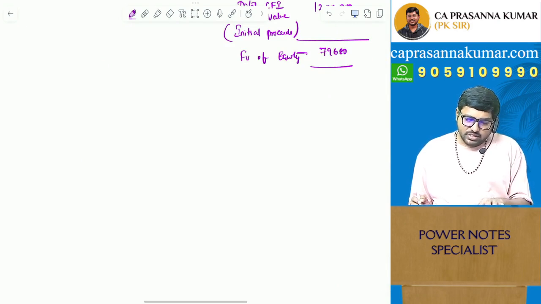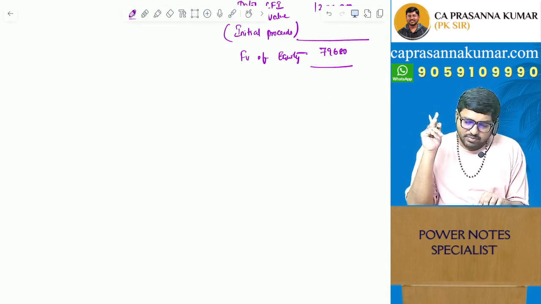Okay. The other thing is, what did he ask you in the question? How will the company present the above loan notes in the financial statements? Financial statements means both the P&L account as well as the balance sheet for the year ended 31st March. That's all he has asked.